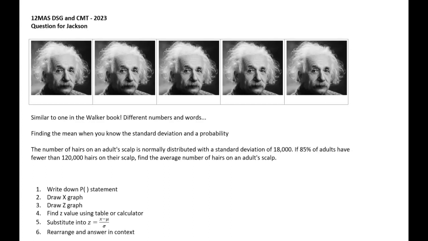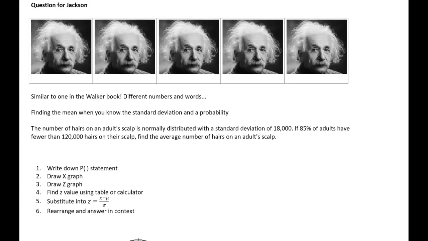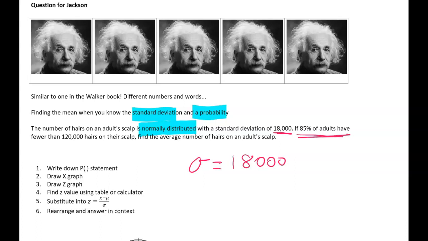We have to figure out here what the mean of a normal distribution is when we're given the standard deviation and a probability. So the context here is the number of hairs on an adult's scalp, and that number is normally distributed with a standard deviation of 18,000 hairs. So we can write down straight away, sigma is equal to 18,000. And then we're told that if 85% of adults have got fewer than 120,000 hairs on their scalp, find the average number of hairs on an adult's scalp.